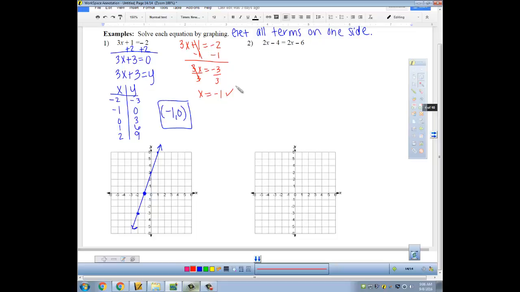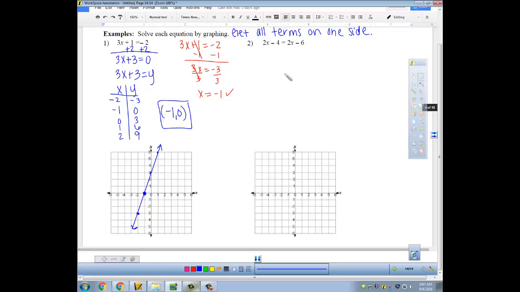So again, since we know how to solve a normal equation, if you're just asked to solve an equation, just solve it. I'm just having you do it with the graph to have us practice graphing things and for you to know that the solution is always the x-intercept. It's also called the zero or the root.